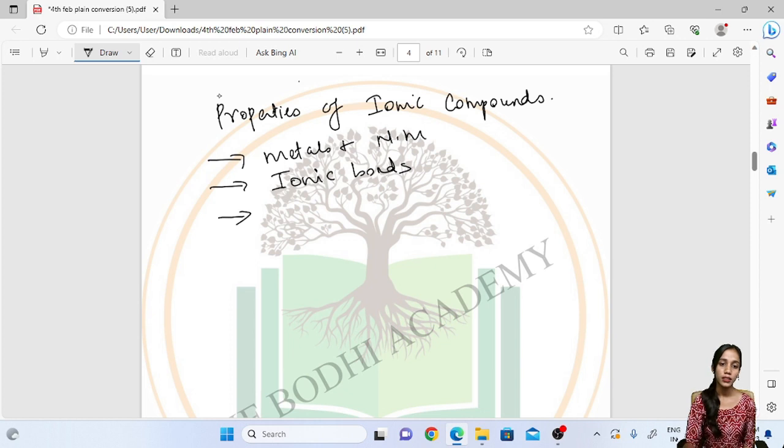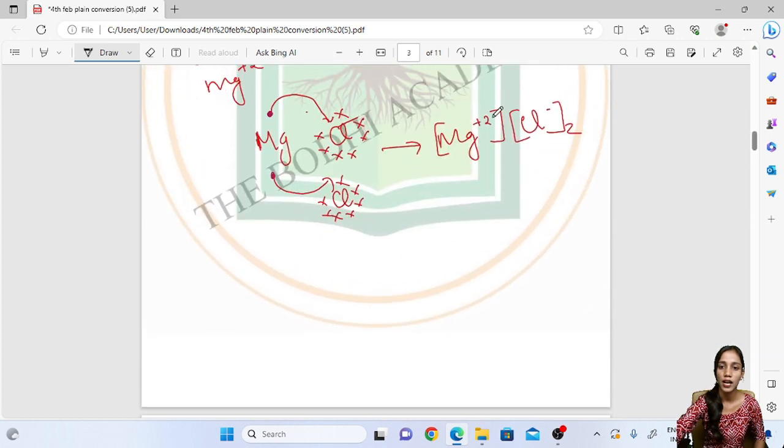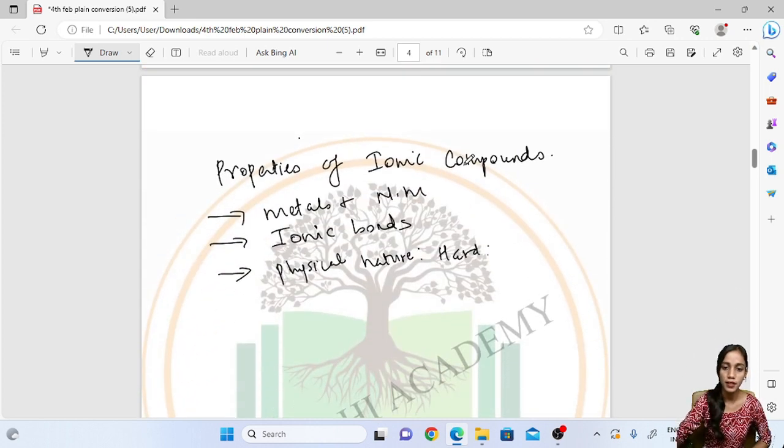After that, they are hard. The physical nature of ionic compounds is that they are hard. Why are they hard? They are hard because there is a strong electrostatic force of attraction. There is a positive charge and a negative charge which combine together, and when 2 different charges combine, they strongly attract each other and form a strong bond. So there is a strong electrostatic force of attraction between the metals and non-metals. This makes the compound very hard.